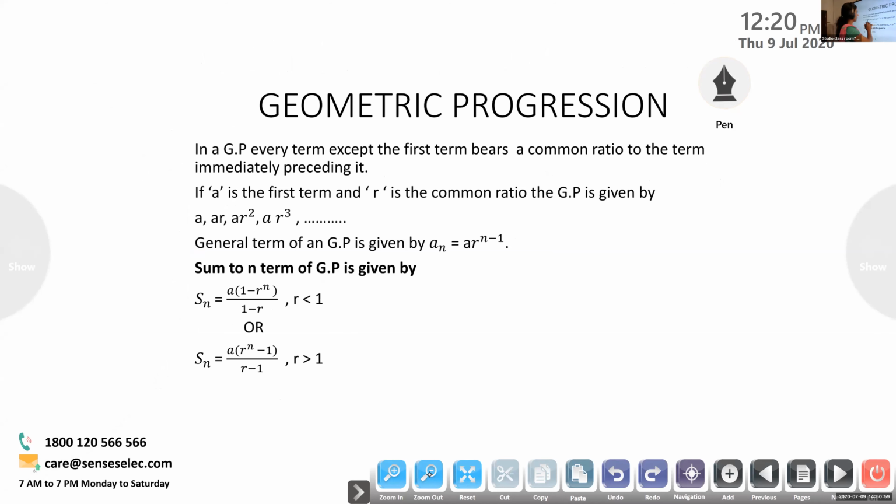The general term of a GP is given by a_n is equal to a r raised to n minus 1. And the sum to n terms is given by S_n is equal to a into 1 minus r raised to n by 1 minus r, if r is less than 1. And S_n is equal to a into r raised to n minus 1 by r minus 1, if r is greater than 1. Here we are going to learn two more formulas.